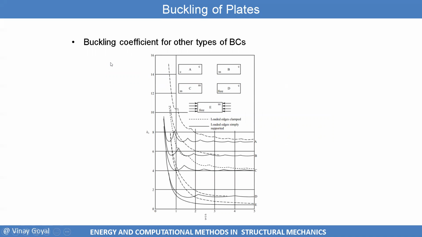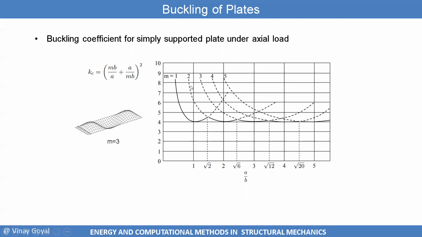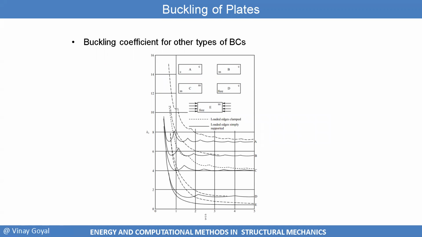You can actually get the buckling coefficient for other types of boundary conditions. The one I showed here is for simply supported, but there's other ones like free, simply supported, clamped. So you can basically determine the buckling coefficient for other kinds of situations that may arise. And these are the cases A, B, C, D, and you can go here and look at what case you're looking at for your situation.